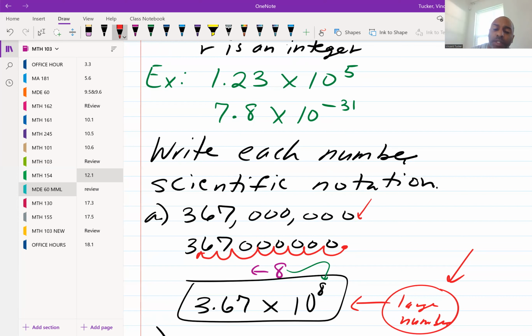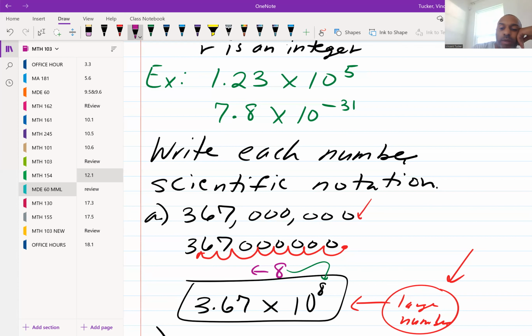Now we need to move it to a place where it will create a number that's in between 1 and 10. So we'll put our decimal right here to make 3.67. If we were to put it right here, that's 36.7, which would be greater than 10. If you put it right here, it'd be 0.367, that's less than 1. So you're going to put it after the first number to create a number in between 1 and 10.